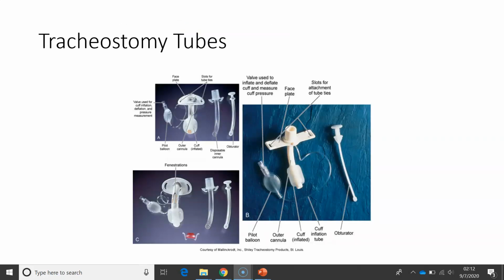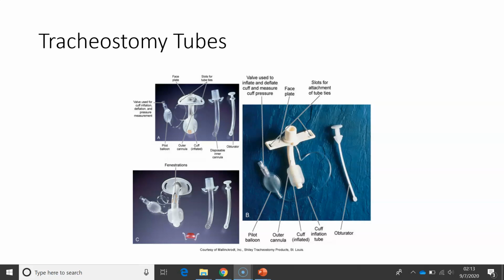Trach tubes you're going to go over in great detail when you're in simulation lab. But for the purpose of lecture, the big things I want you to see is where the faceplate is, where the slots are on that, to where the tube ties go. And remember, we always make sure we have the new tie in place prior to cutting the old tie, or Velcro strap, whichever we're using.